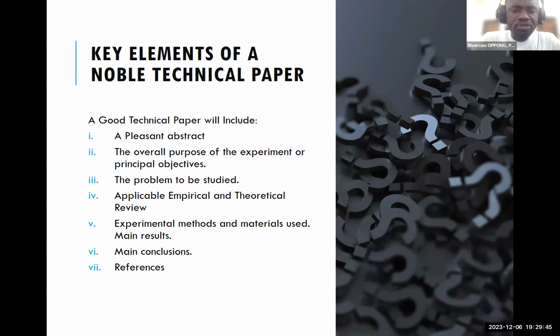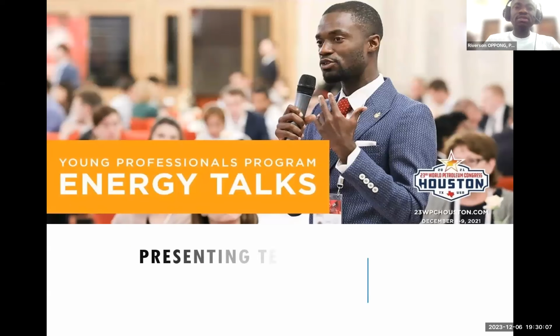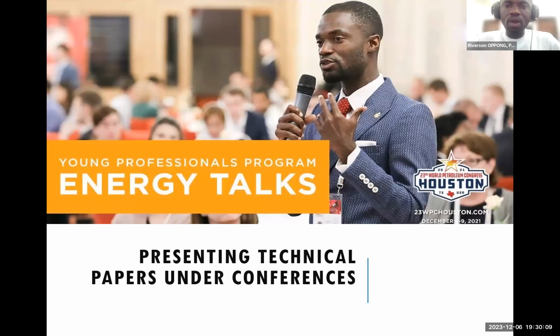So the problem to be studied should be shared with us. Applicable empirical and theoretical review for those who want to do that is very good. Experimental method and materials used, mainly results, and the main results. The conclusion and recommendations, references are very important, especially if you borrowed words from other people, okay? So that is that. You are done writing your paper. You've been okayed.